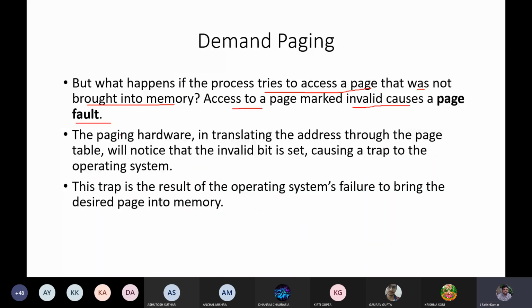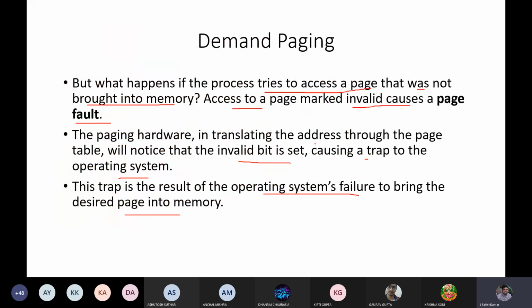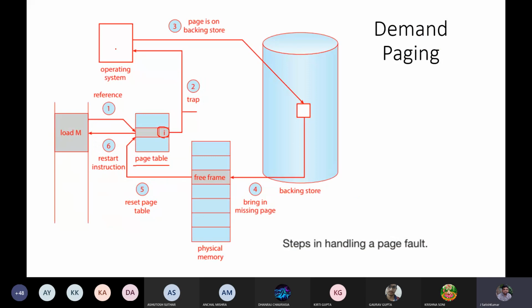Okay, so the paging hardware, translating the address through the page table, notices that the invalid bit is set, causing a trap to the operating system. This trap is the result of the operating system's failure to bring the desired page into the memory. So whenever a process needs to be loaded, that reference will be searched in the page table and it will observe that the page is invalid. Then a trap is generated. The hardware will generate a trap to the operating system.